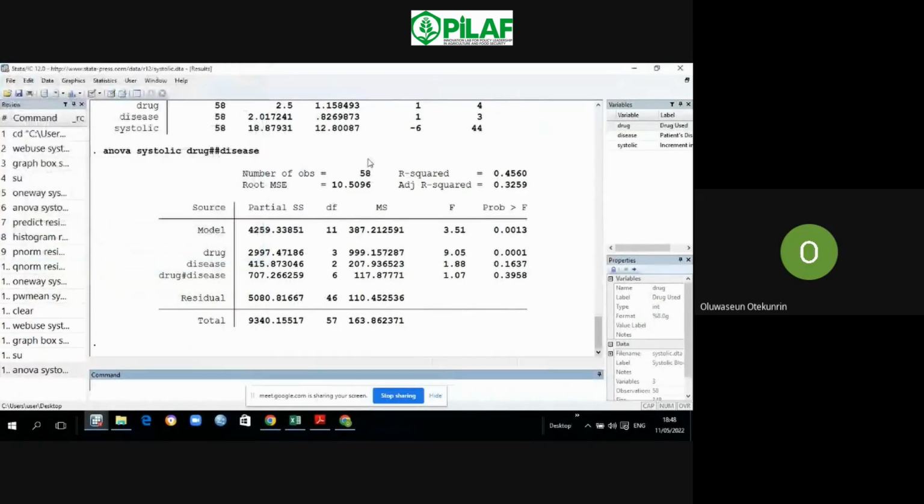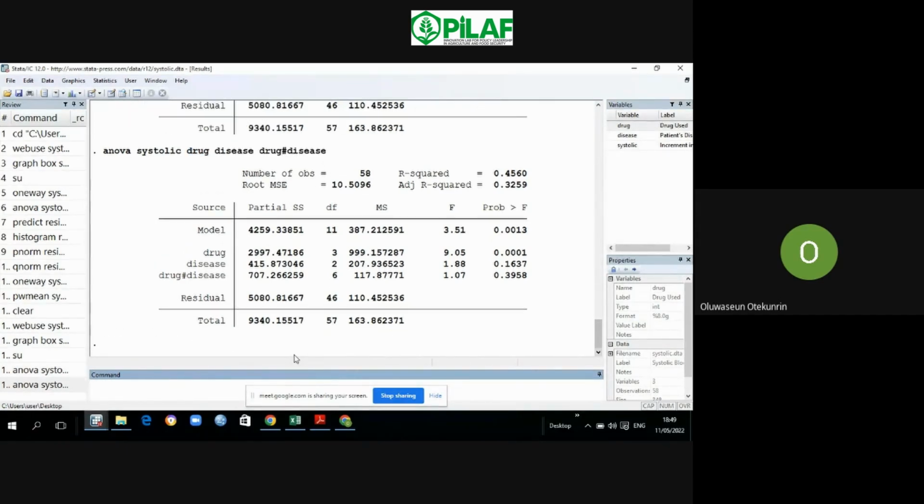And then you have your ANOVA table. You can see the command: ANOVA systolic drug # disease. If you also type ANOVA systolic drug disease, then drug # disease, you get the same output.